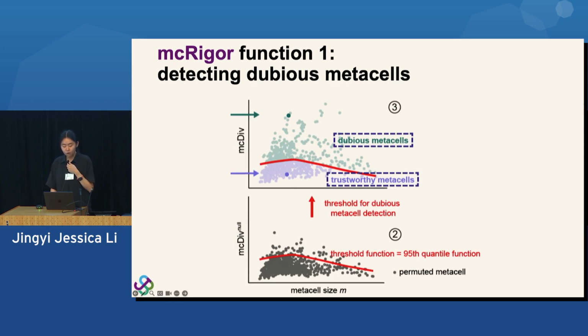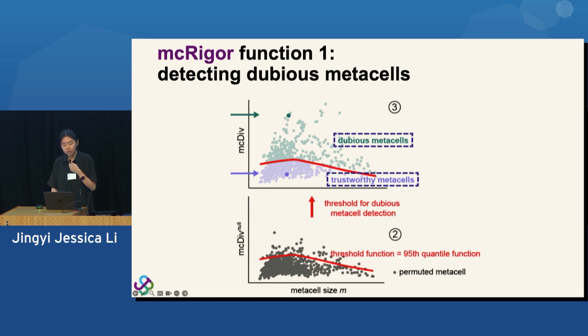Pooling the null values, I noticed that the null values have some relationship with the metacell size. So we plotted this trend, metacell null values versus metacell size. The size is the number of single cells within. We can see that by sliding window, we can get a conditional threshold on the null values given the size. So we get this 95% quantile function.